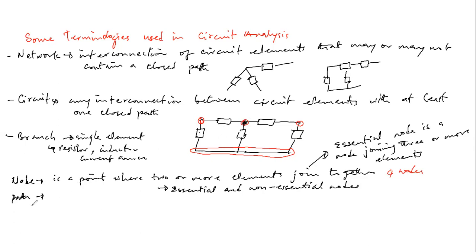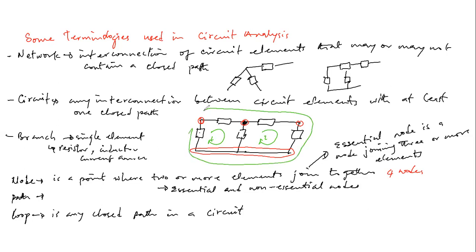Then we have a loop. Now, a loop is any closed path in a circuit. So, in our circuit, this is a loop. This is a loop. And this also is a loop. So in this case, we have three loops. Okay. So any closed path is a loop.